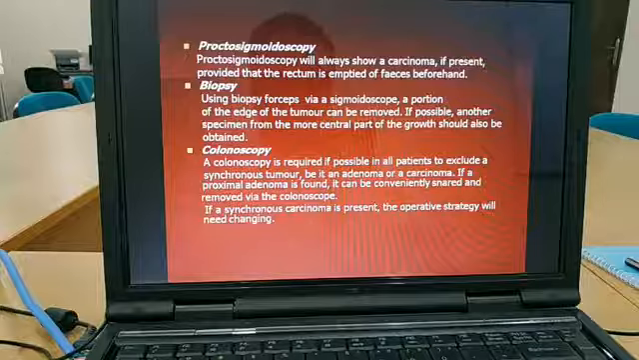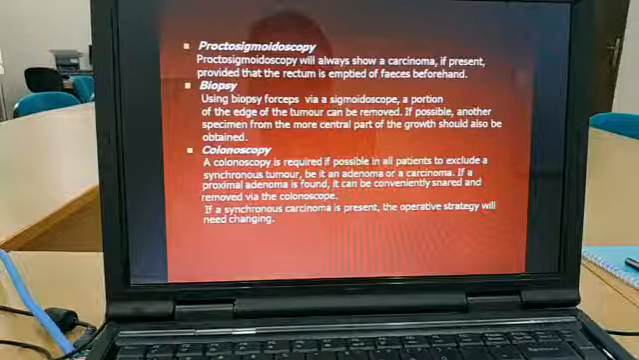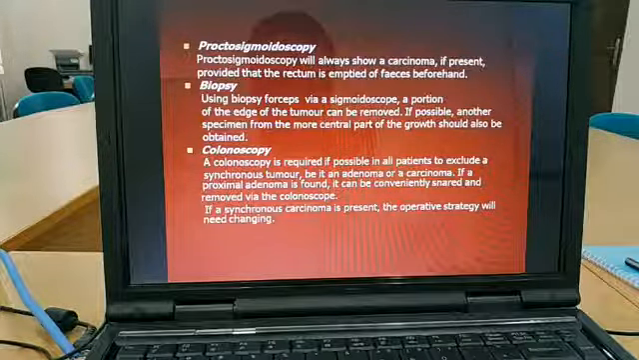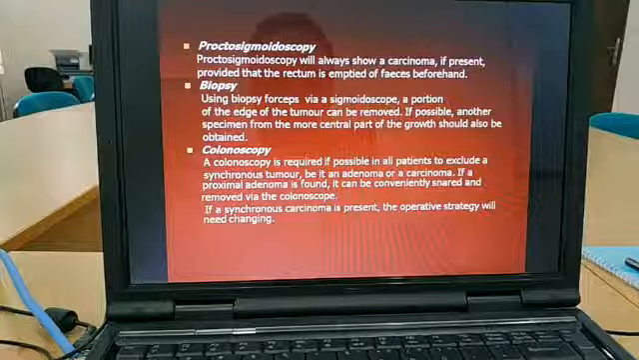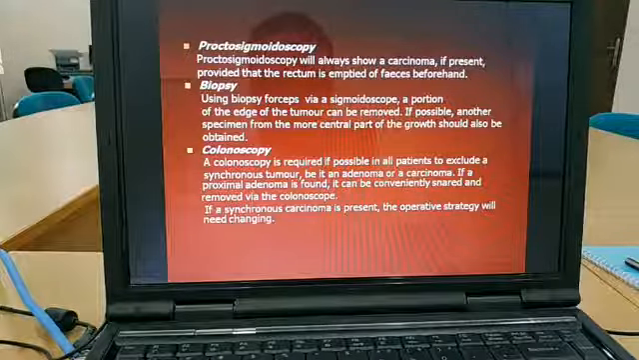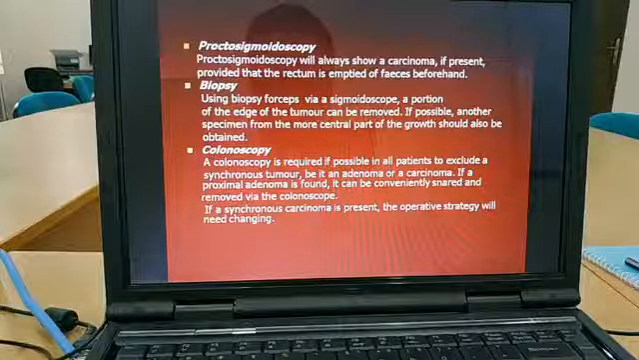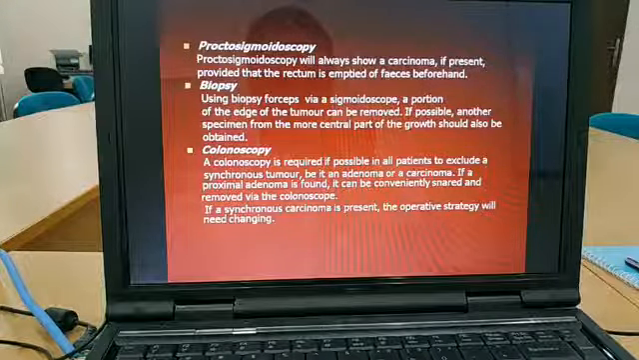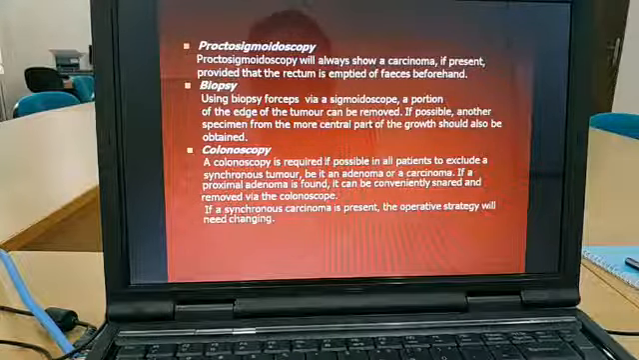Biopsy is the procedure done by the surgeons, and histopathology is done by our histopathology colleague, the pathology colleague. So by taking a biopsy, our first step, that is a confirmation of the diagnosis, is done. Then a colonoscopy. A colonoscopy is required in all patients to exclude the synchronous lesion, as I discussed early in my lecture, so there may be a synchronous tumor.